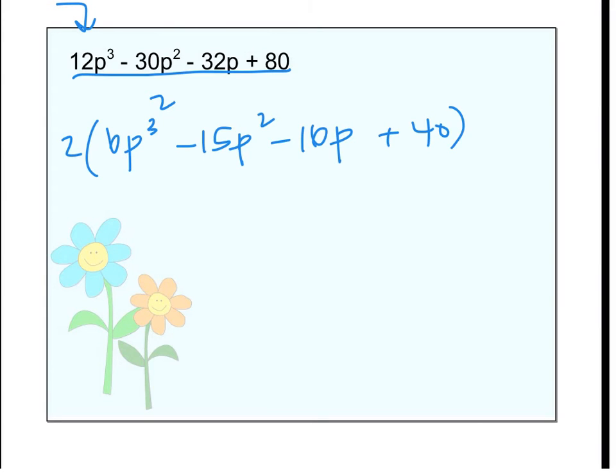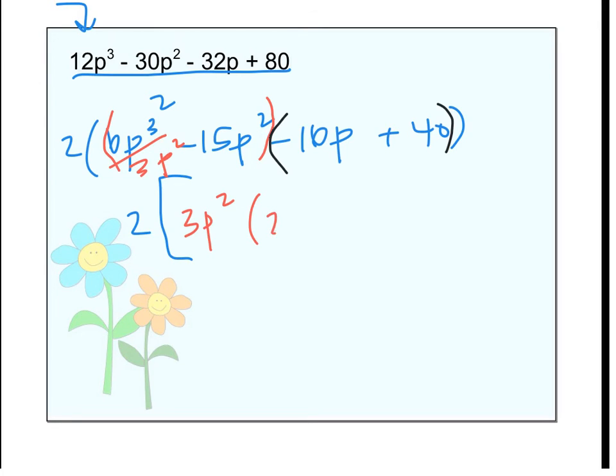And now I'm going to proceed to my step 1 as normal. So now I'm going to group my first two together still. My second two. And proceed as normal. The only thing I have to remember now is I still have that 2 out front. So to remind myself, I'm going to put the rest in brackets. So that's going to leave me with 6p cubed minus 15p squared. I can take out a 3, and I can take out a p squared.